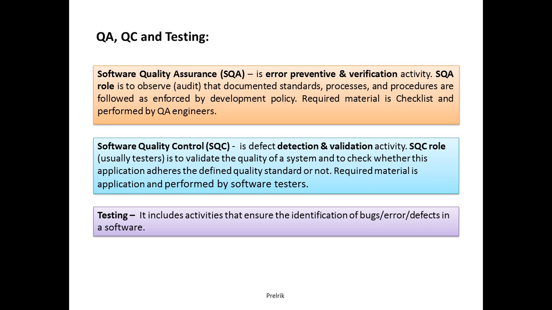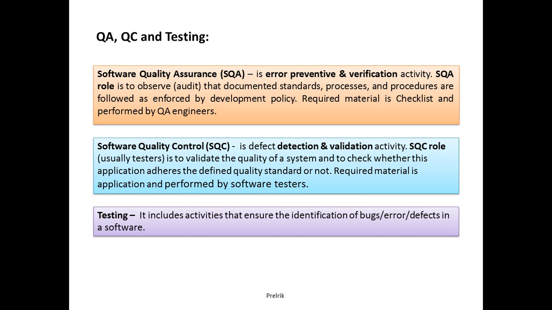Now, what's QC? QC is a defect detection and validation activity. Suppose your product has been made and now you are sending it to testers. The coding has been done and the product is ready. Before releasing the product in the market, they perform different types of activities to validate your actual product against expected standards and expected benchmarks. And to do so, testing is an activity.